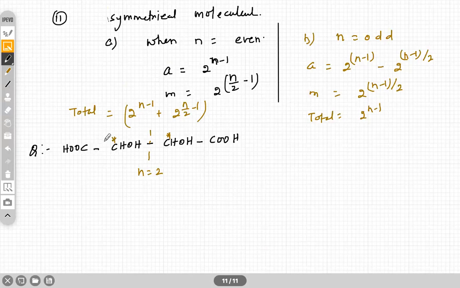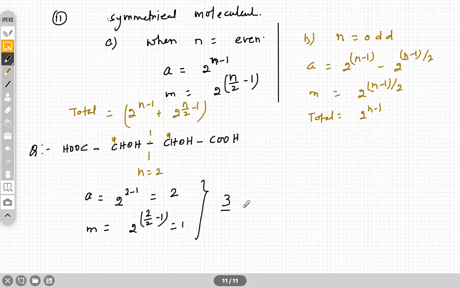Now, so what we do, n value is 2. So when n is even, the formula is this, right? So number of optically active form A is equal to 2 to the power 2 minus 1, that is 2. And the number of optically inactive form is 2 to the power (2 by 2 minus 1), that is 2 to the power 0, it is 1. Total number of stereoisomers, 3. In this case, when it is symmetrical.